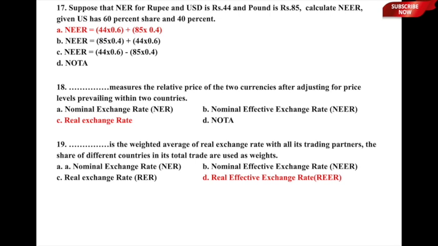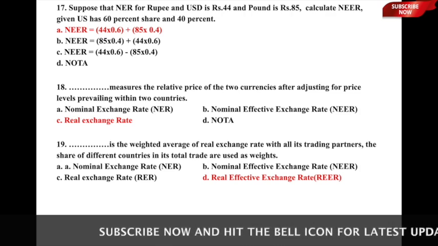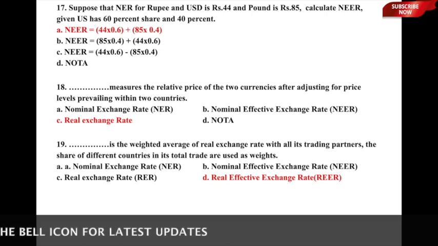Question number 19 is: dash is the weighted average of real exchange rate with all its trading partners. The share of different countries in its total trade are used as weights. Okay, so the weights which are used are the shares of different countries in total trade. We have seen in the previous concept which was NEER, so here a similar sort of concept is there called real effective exchange rate. So, let us look at the underlying options.